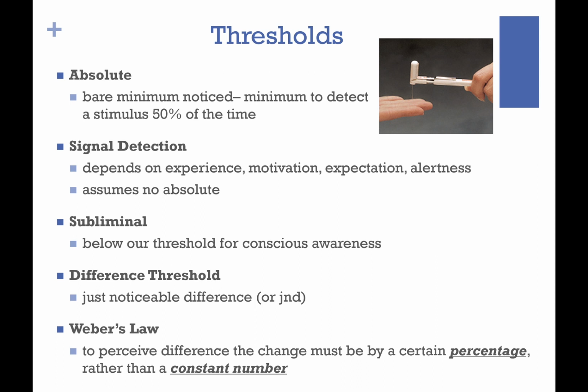So Weber's law is named after the person who came up with it. Basically, that to perceive something as different, it has to have a constant detectable percentage of change, right? It has to be a detectable percentage.